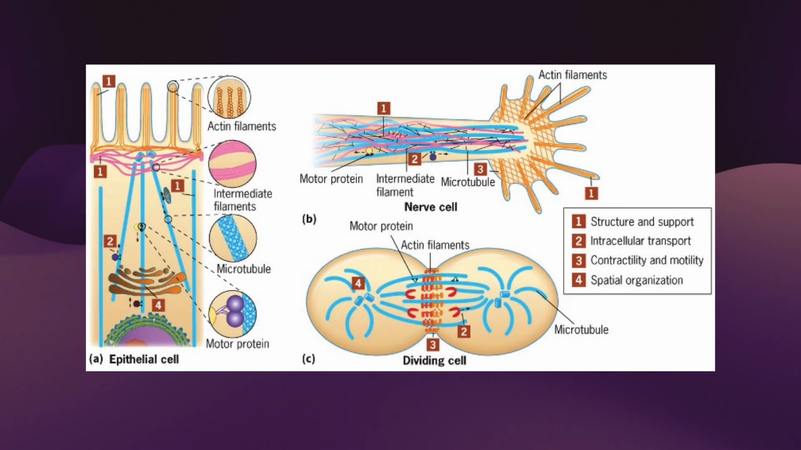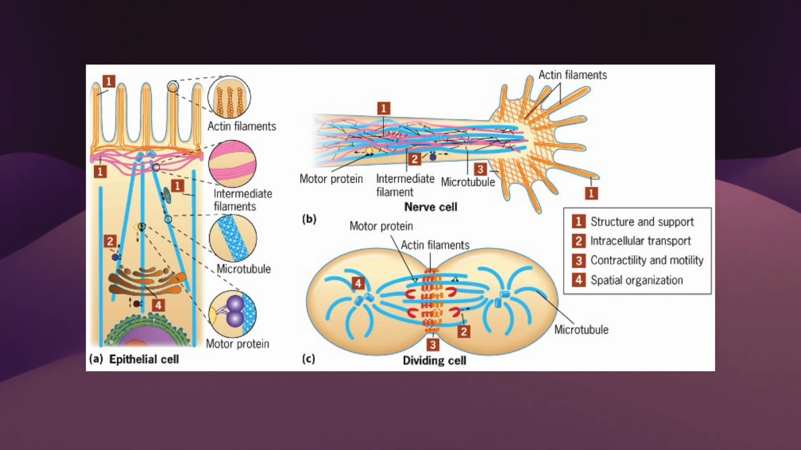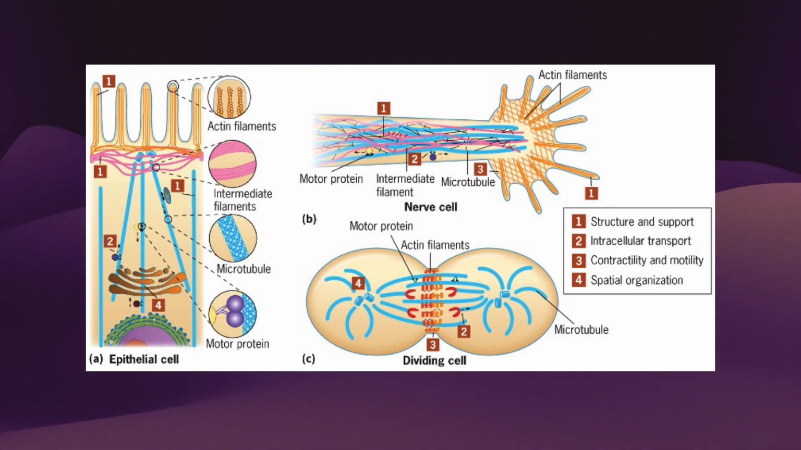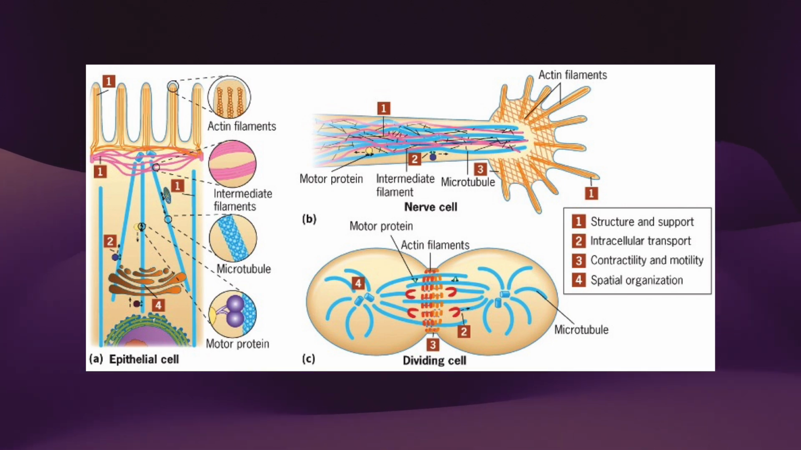And this is an example of the epithelial cell, nerve cell, and dividing cell and their cytoskeletal elements. 1 stands for structure and support, 2 stands for intracellular transport, 3 is for contractility and motility, and number 4 is for spatial organization.